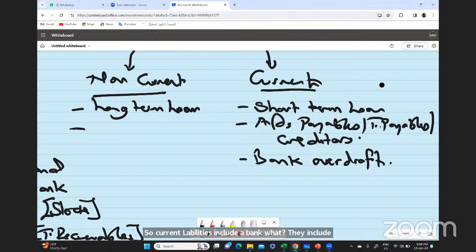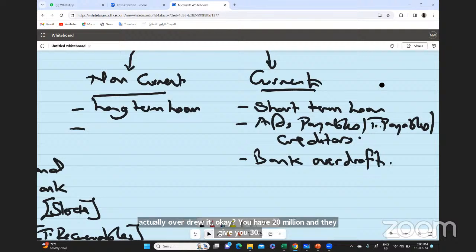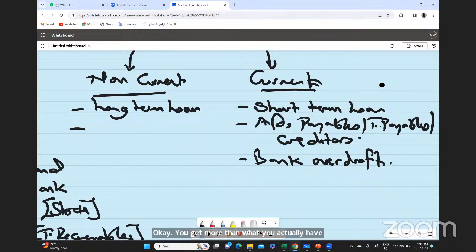Bank overdraft: you have an account with a certain bank and you actually overdraw it. You have 20 million and they give you 30. You get more than what you actually have in that account. So the excess that you have overdrawn is a liability that you have to pay back. But most of the times it is payable within a period of 12 months. Are we okay?